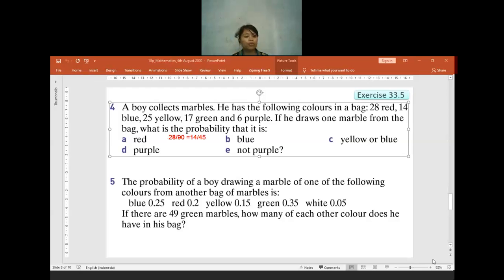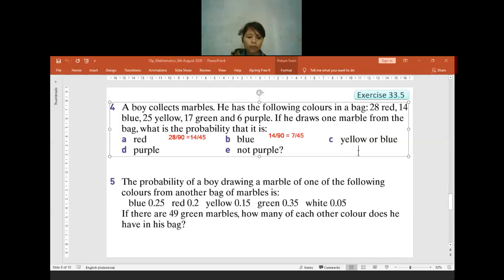Probability of getting blue. What is the probability of getting blue? Anyone knows? 7 or 14? 14 out of 90. Okay, 14 out of 90, we can make it into 7 out of 45. For question C, yellow or blue?